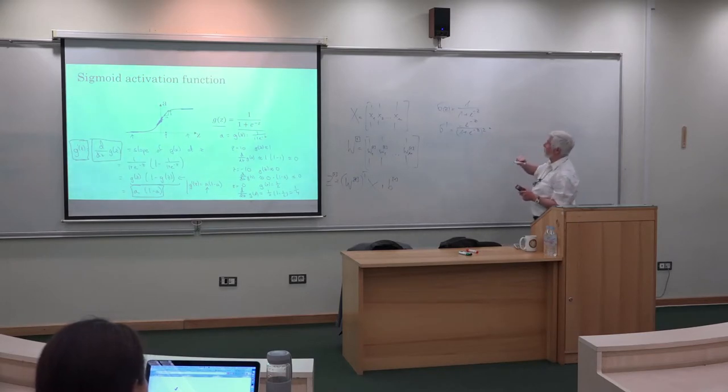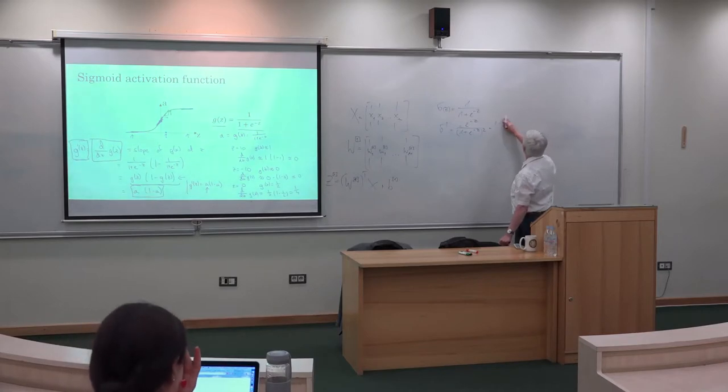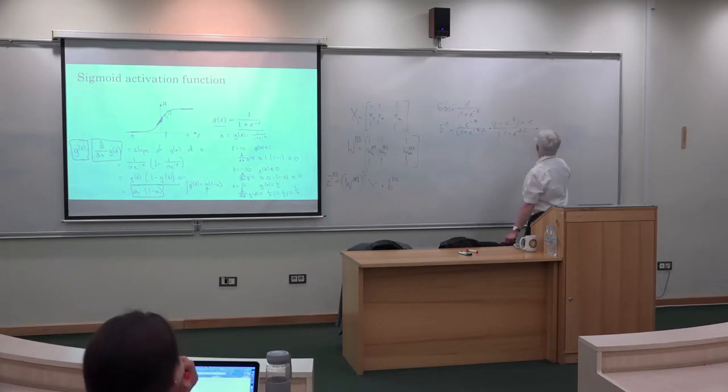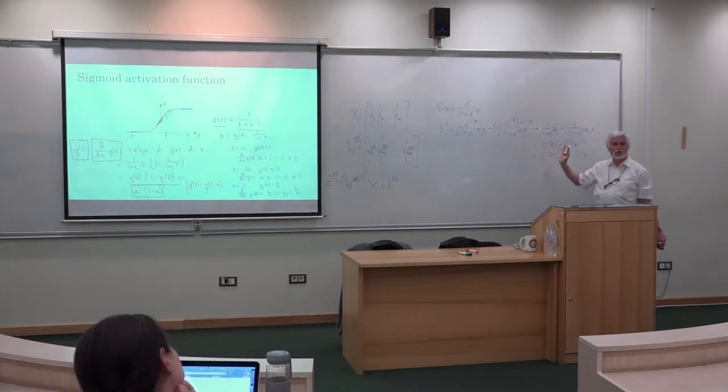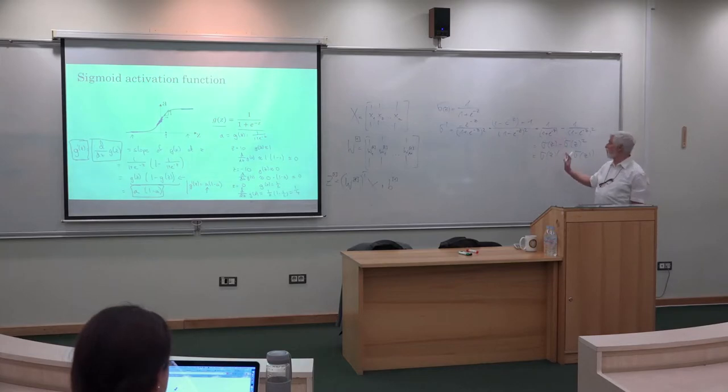Then we can say this is the same as 1 minus e to the power of minus z, plus 1, minus 1, and this is over 1 plus e to the power of minus z squared. And we split this, then we get 1 divided by 1 plus e to the power of minus z, minus 1 divided by 1 plus e to the power of minus z squared. And this is sigma of z minus sigma of z squared, or sigma of z times 1 minus sigma of z. And this always fits. So we always know what the derivative is, and we can plug it in.